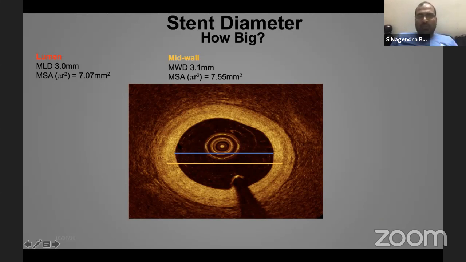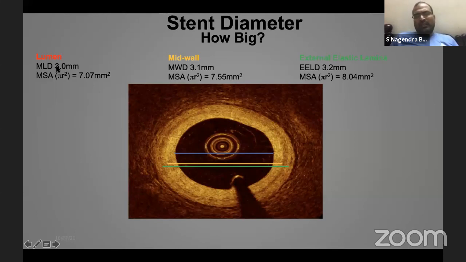In OCT, you are going to perfectly size the lumen to lumen. This is lumen to lumen. This is mid wall to mid wall. And if you see here, this is the media. So this is the external elastic lamina. This is possibly external elastic lamina, though there's going to be a plaque here. So this is the EEL-based strategy based on OCT.